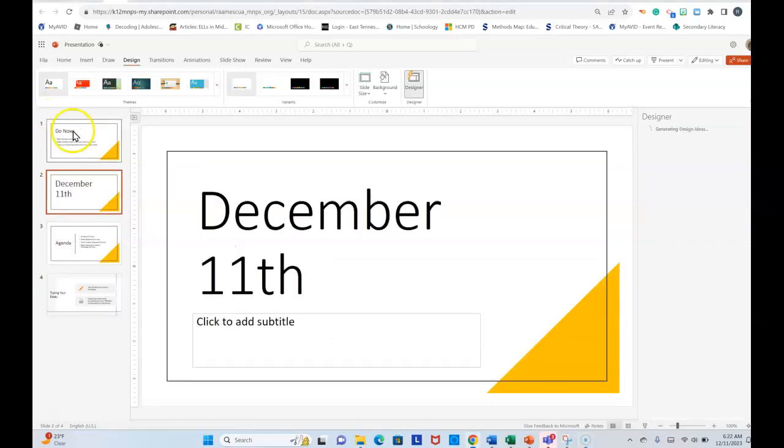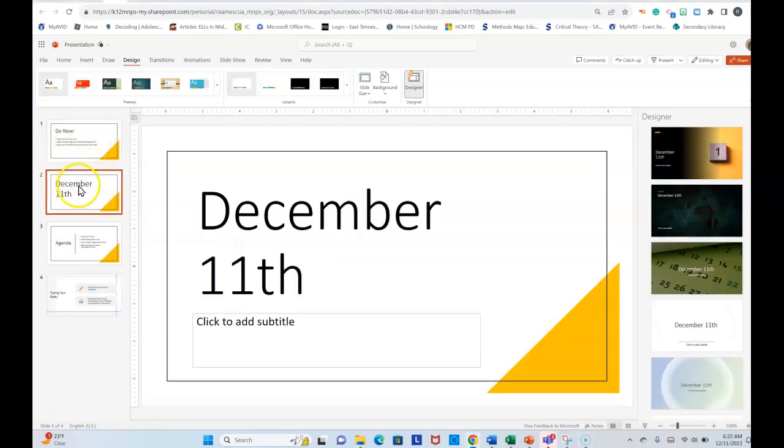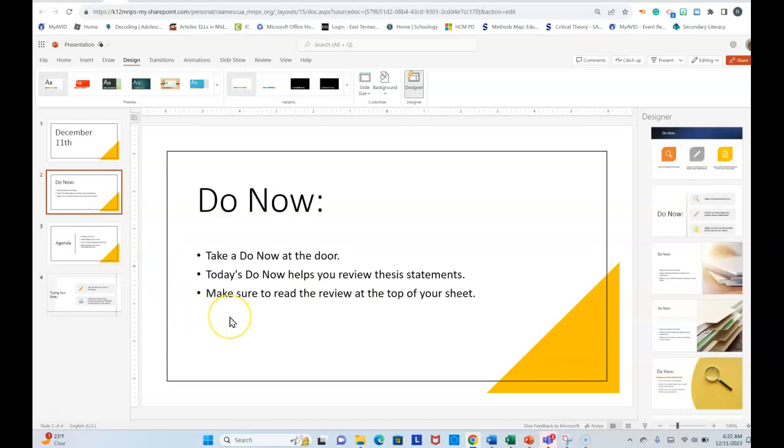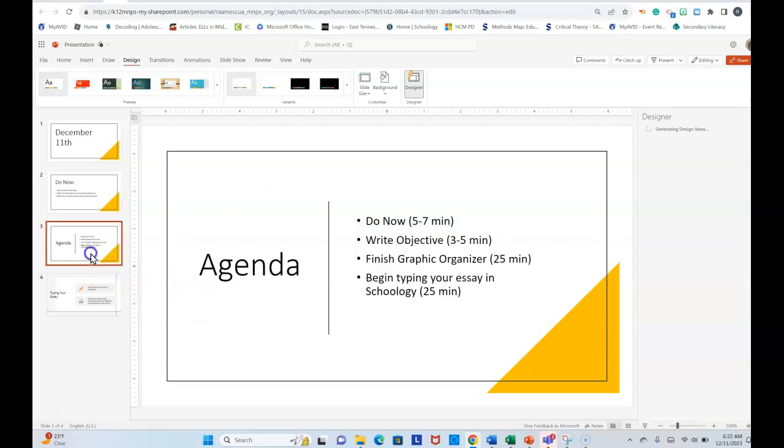So today you are going to begin writing your Anne Frank essay. Your do now should help you with practicing thesis statements. Your thesis statement will be your answer to the essay question.